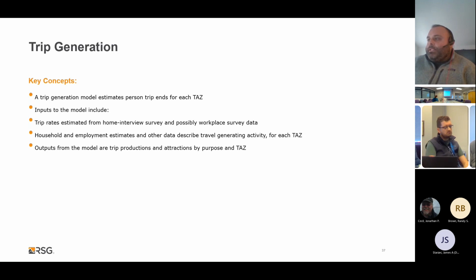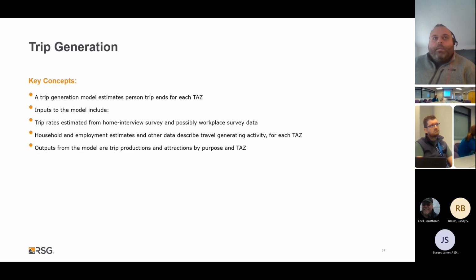So the trip generation, like I said, is the first step. Oh, what was that? Household makeup, is that part of that? Like who lives in the house? How many people live in the house? What age they're? You could stratify by age ranges.